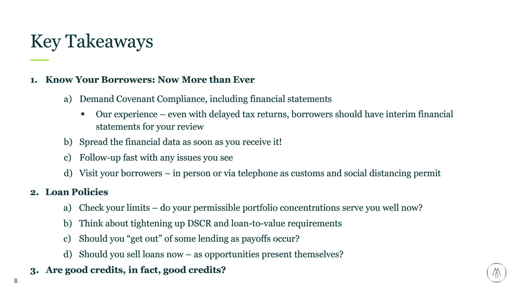So spread the financial data, do the covenant checks, do the analyses as soon as you receive it. You see issues, follow up fast. Talk to your borrowers. Try to understand why things are the way that they are. It may be COVID. It may be environmental issues. It may be something else. But make sure that you've got it in a file.